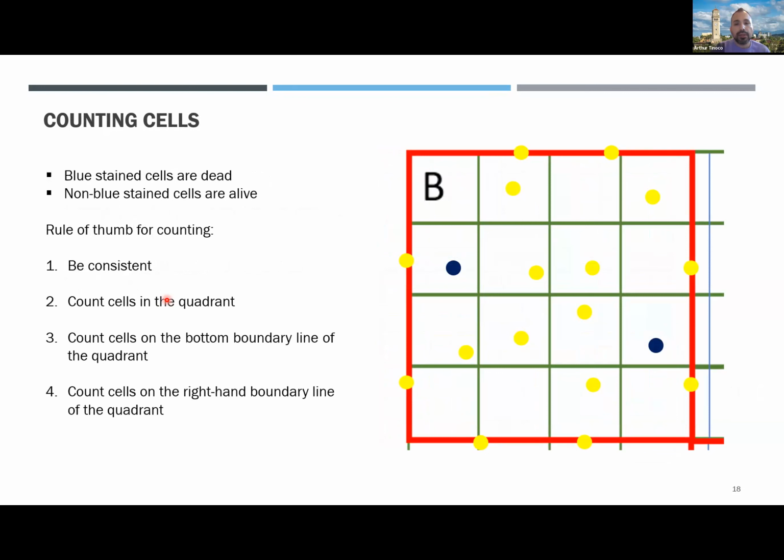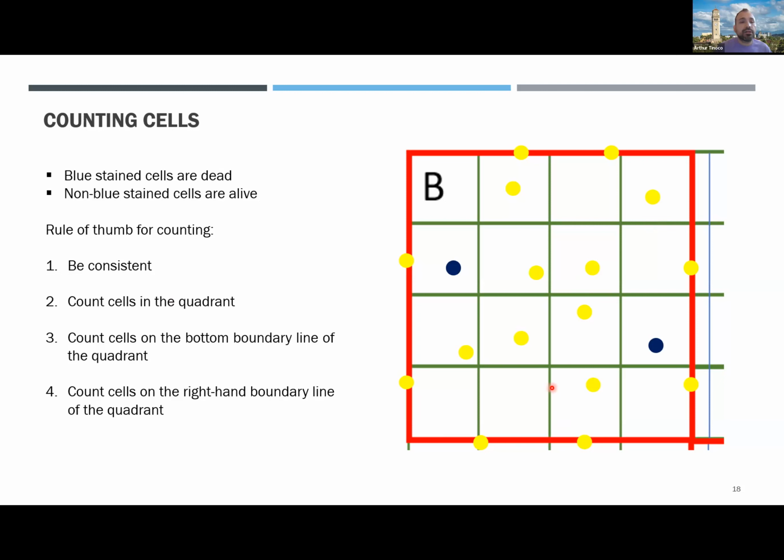So remember that the trypan blue is going to stain the cells that are dead. So here's just a representation of these dots here that are blue. Those are the representation of dead cells. But the other dots that are yellow, those are cells that obviously are not stained blue, therefore they are alive.